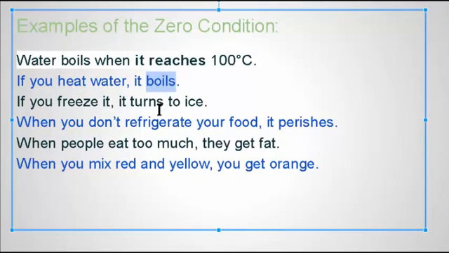If you freeze it, it turns to ice. Turns is the simple present. Freeze is the simple present. When you don't refrigerate food, it perishes, it goes bad, it rots. Your food rots. That's a verb. It's a simple present. When people eat too much, they get fat. When you mix red and yellow, you get orange.